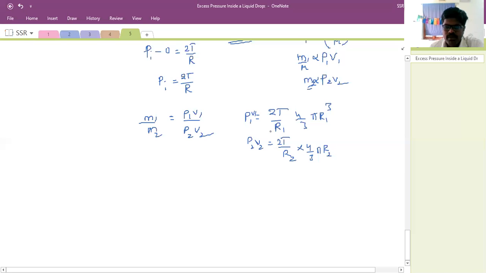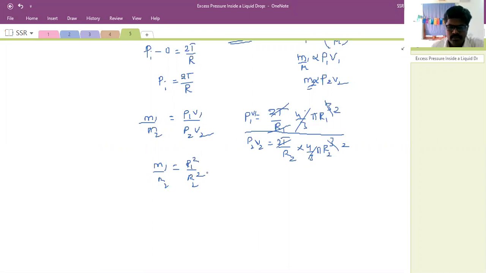Are you clear? Then P1 V1 by P2 V2 can be calculated. 2T and 2T cancel, 4/3 pi and 4/3 pi cancel. R1 cube, R1 one time cancels, R1 square remaining. Here R2 square remaining. Then M1 by M2 is equal to R1 square by R2 square. That means the ratio of their masses is directly proportional to the square of the radius of the soap bubbles.